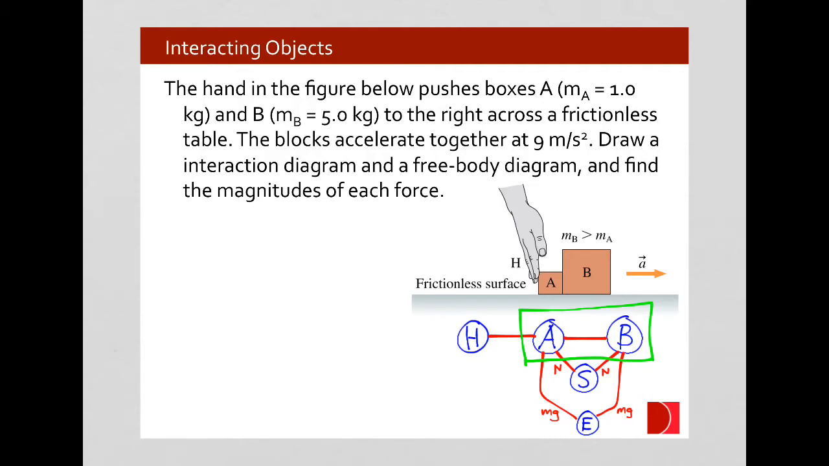Now, when we want to draw free body diagrams for each, we draw a circle representing A. We know that A is going to feel gravity downwards, and A will feel a normal force upwards, and we know here from experience that the normal force should be equal and opposite the gravitational force. It's moving flat across the table. There's no vertical acceleration, so the normal force and gravity should just cancel each other out.